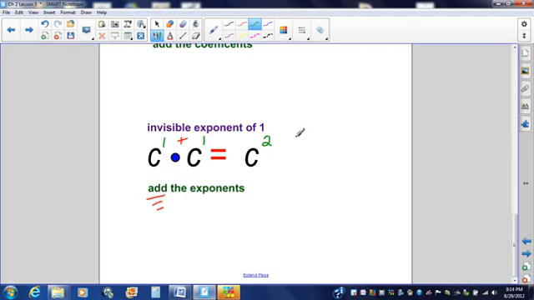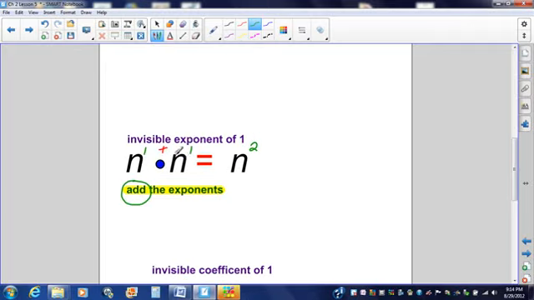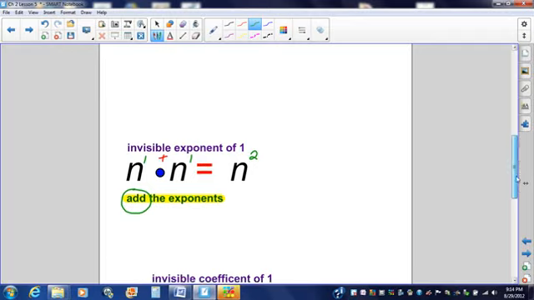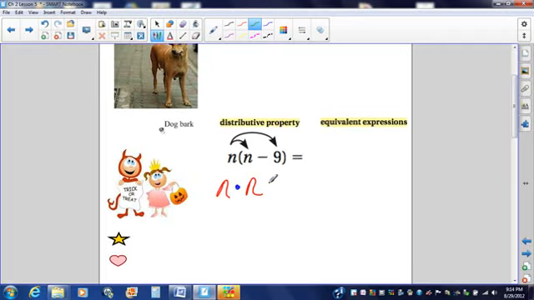Very good, too. c times c would give me c squared. Just like n times n gives me n squared. So n times n is going to give me n squared. And remember, all I did was I said invisible exponent of 1, invisible exponent of 1. 1 plus 1 gives me 2. Now remember, I'm not done with the problem, because now I need to distribute the n with the negative 9.